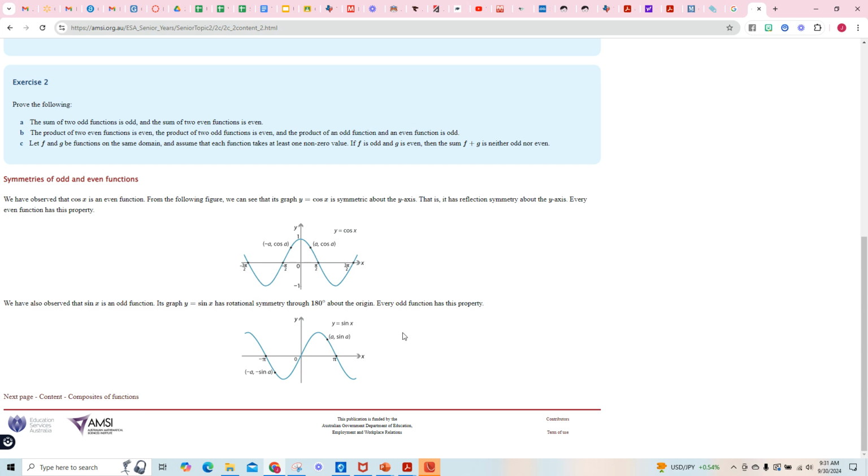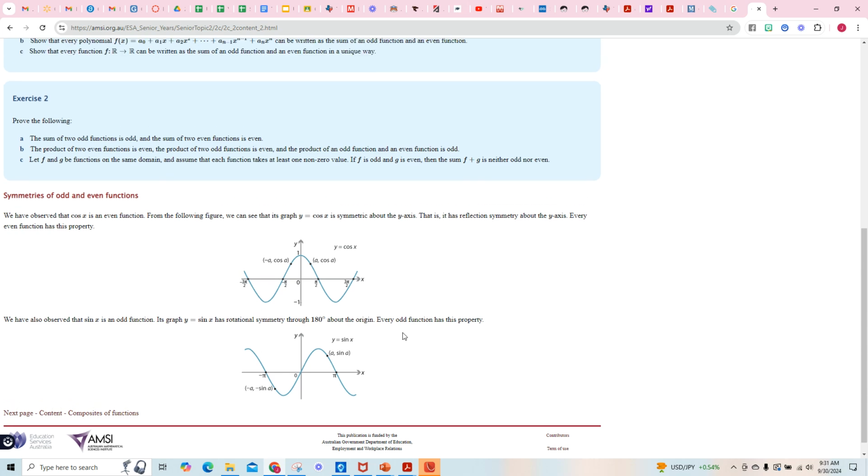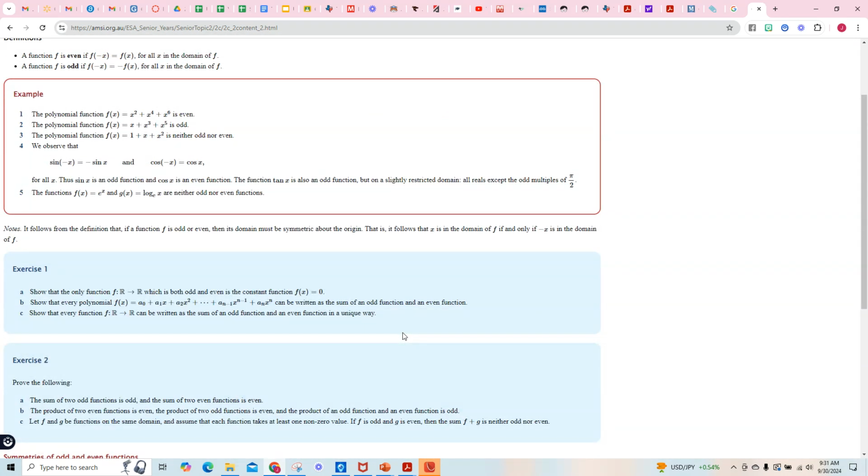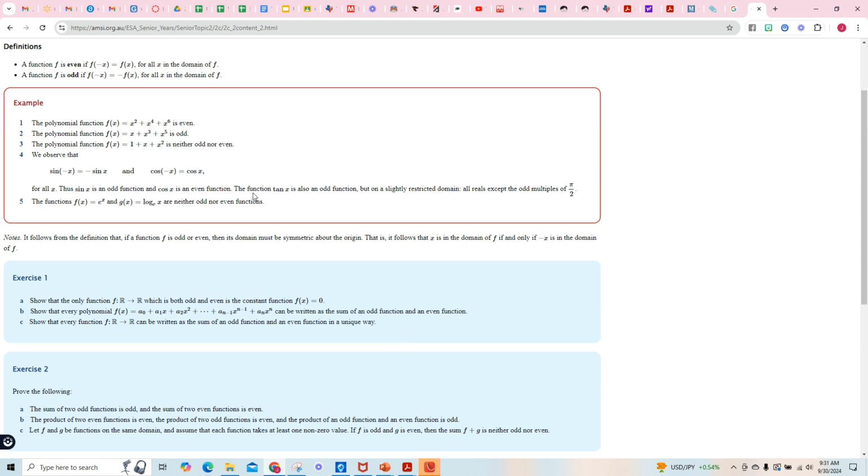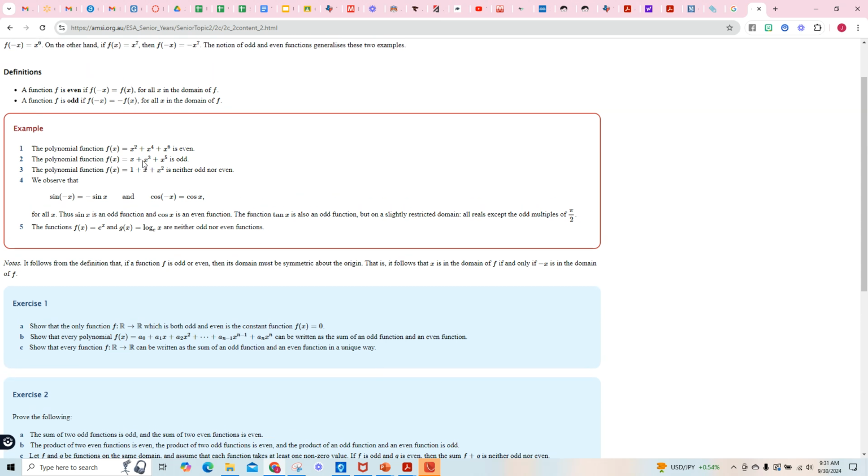There's more to how you tell if it's even or odd than just rotating. Here's an example: x squared plus x to the fourth plus 8x to the sixth is even. x plus x cubed plus x to the fifth is odd.